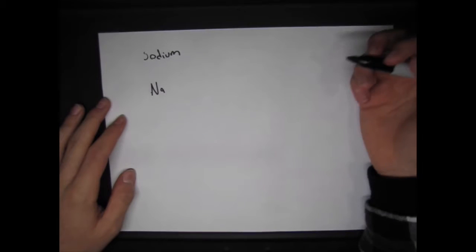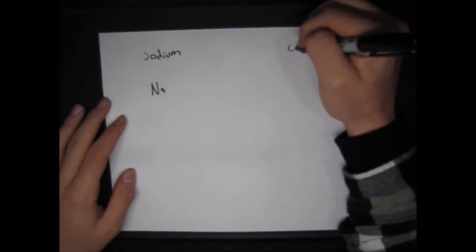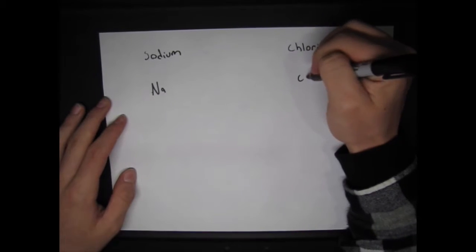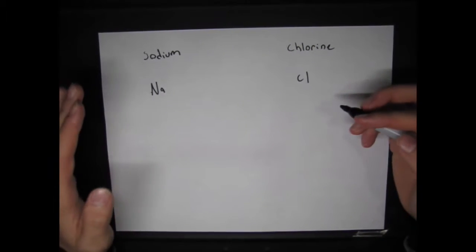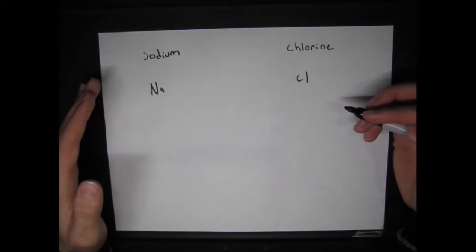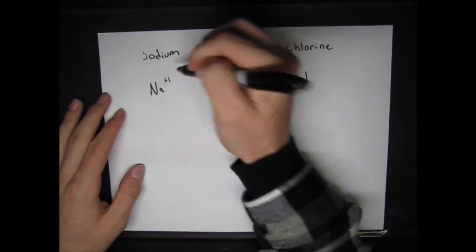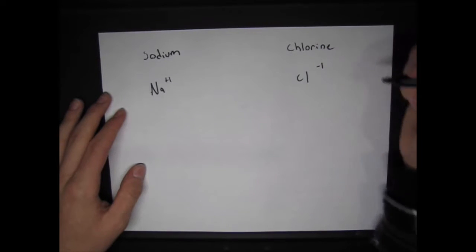And you need to gather a nonmetal. So that would be chlorine, and that is Cl. To write our simple ionic formula, we need to first consider the charges. Sodium is +1 and chlorine is -1.